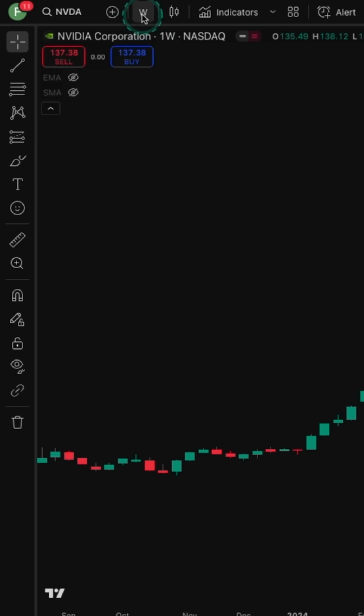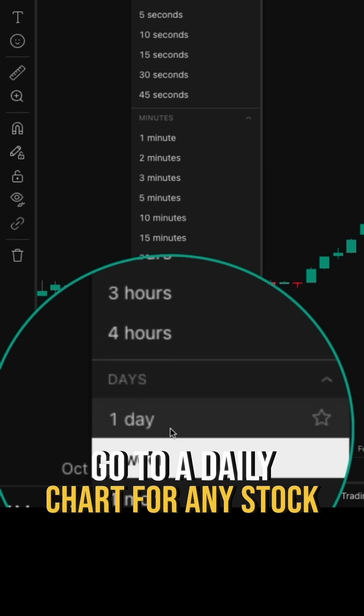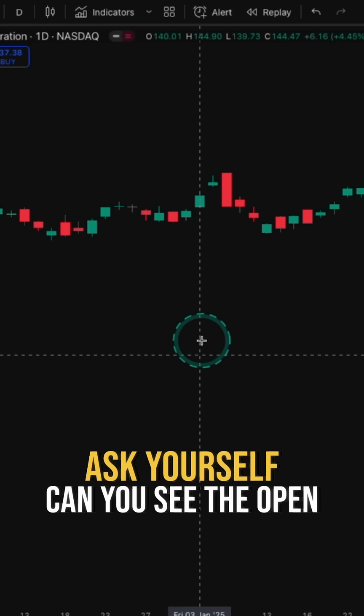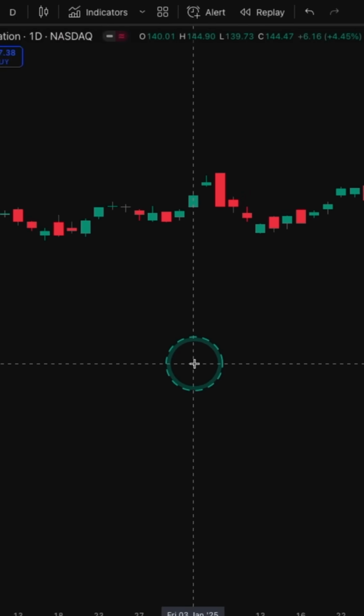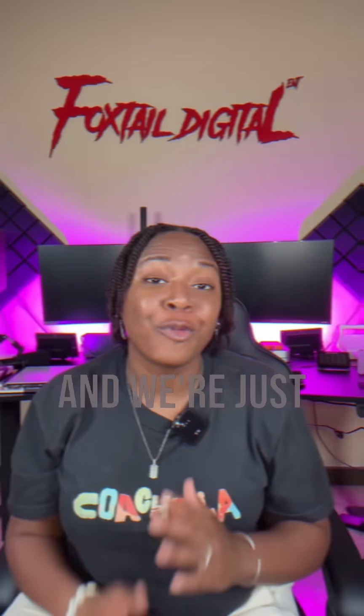Okay, here's what I want you to do. Go to a daily chart for any stock and pick one candlestick. Ask yourself, can you see the open, close, the high, and the low? Start recognizing these different parts of the candlestick, and we're just getting started.